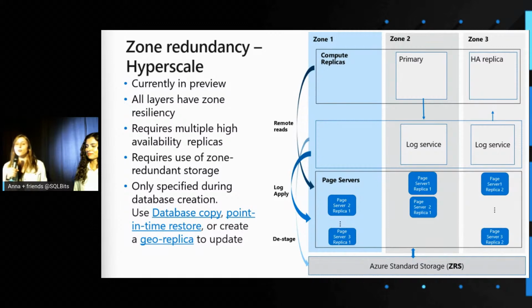A few things to note is that this can only be specified at database creation. So if you want to enable this for an existing hyperscale database, we suggest you go through an option such as database copy, point-in-time restore, or creating a new geo-replica. Additionally, with specifying this configuration, you must have at least one high availability compute replica, and you also must specify using zone redundant storage like we talked about in the previous slide.